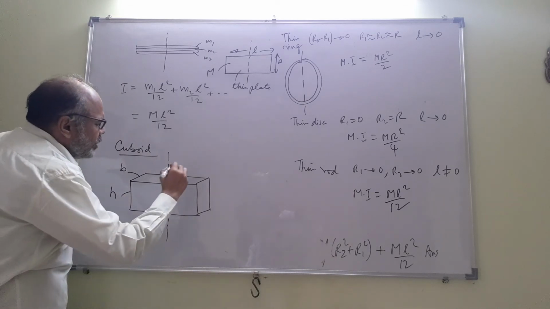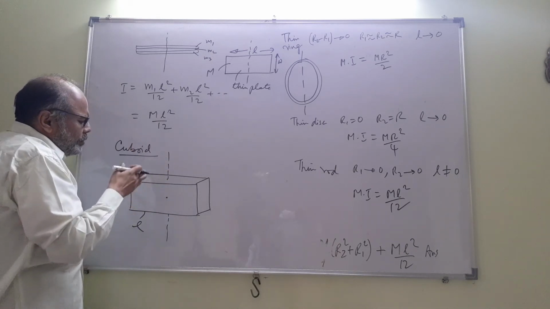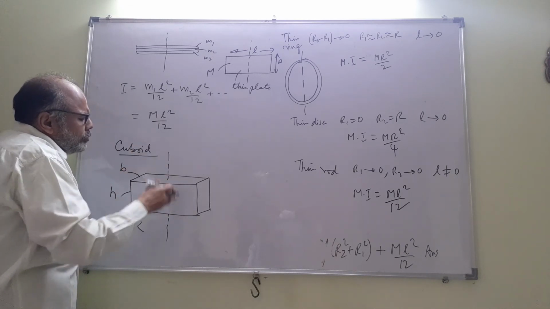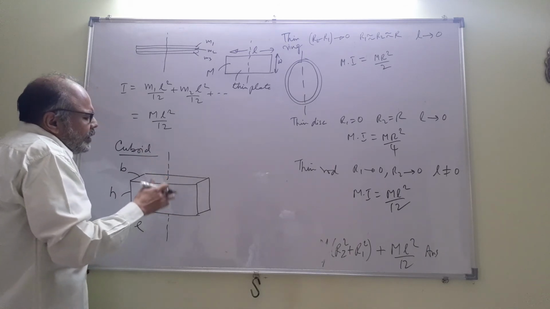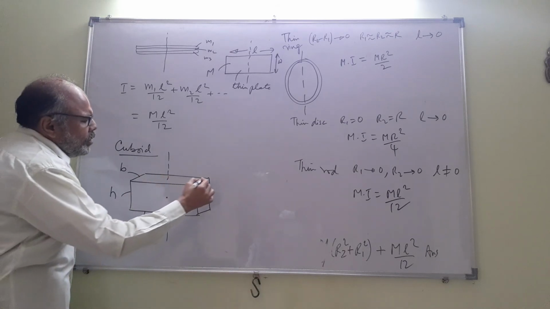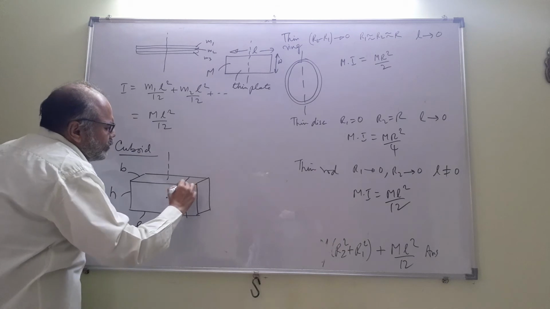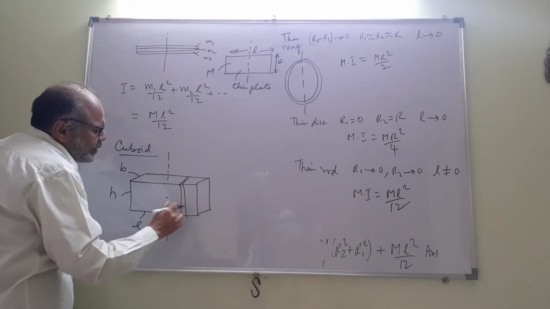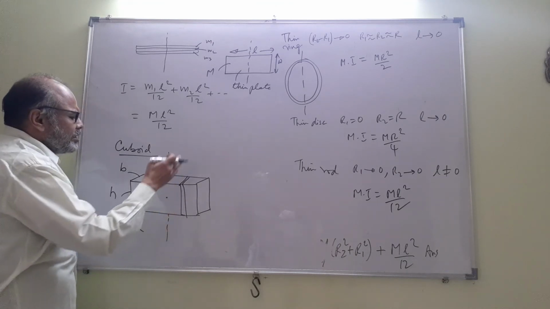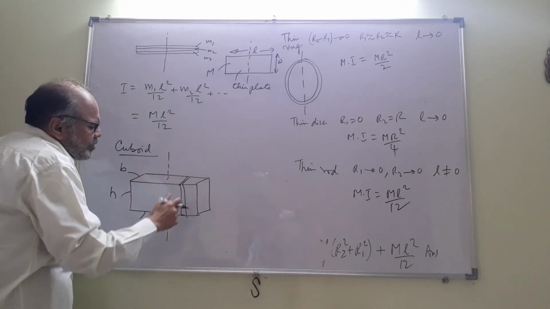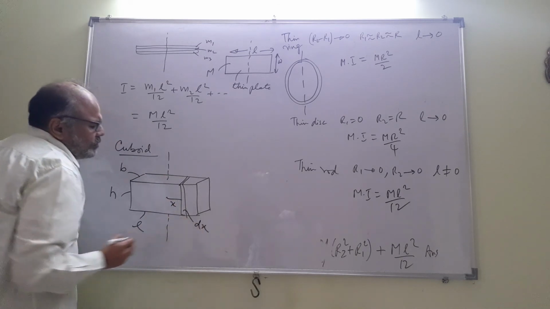So what we do again here is slice this cuboid into several square or rectangular areas. So I can slice this into thin rectangular areas, thin plates rather. I can slice it into thin plates at a distance x and thickness dx.